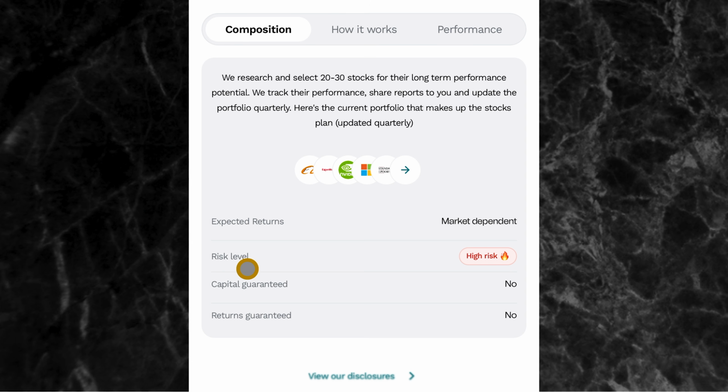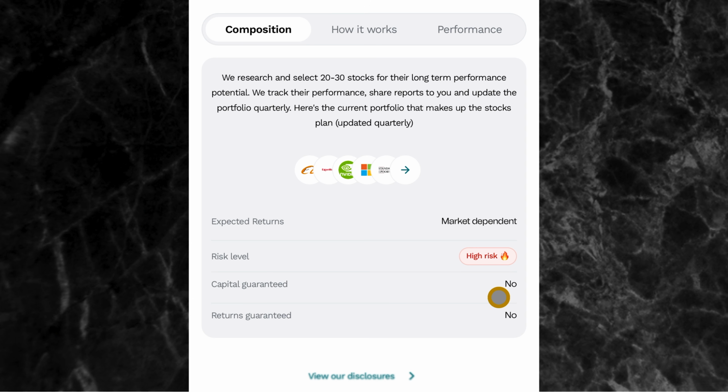And then if you come here to risk level, the risk level is high risk. So don't forget this is a high risk investment, just like how crypto is also a high risk investment. And then if you come here to capital guaranteed, it is no. Now, why is it no? The reason is because the market can go down below the price at which you bought these stocks or the price at which you invested. So if that happens, then your capital will actually go down.